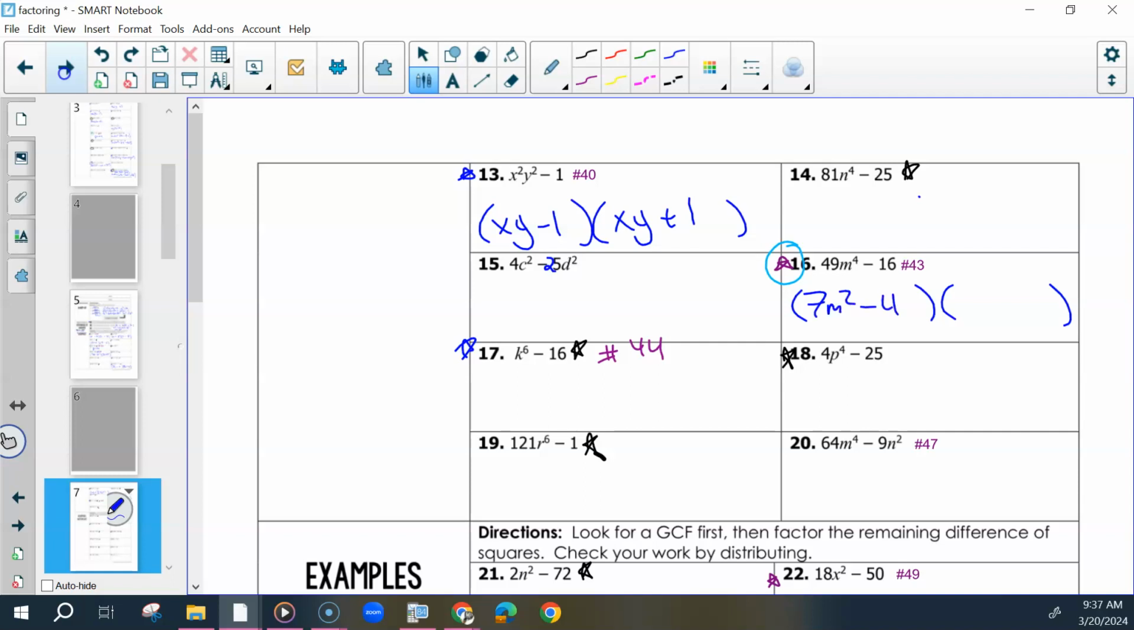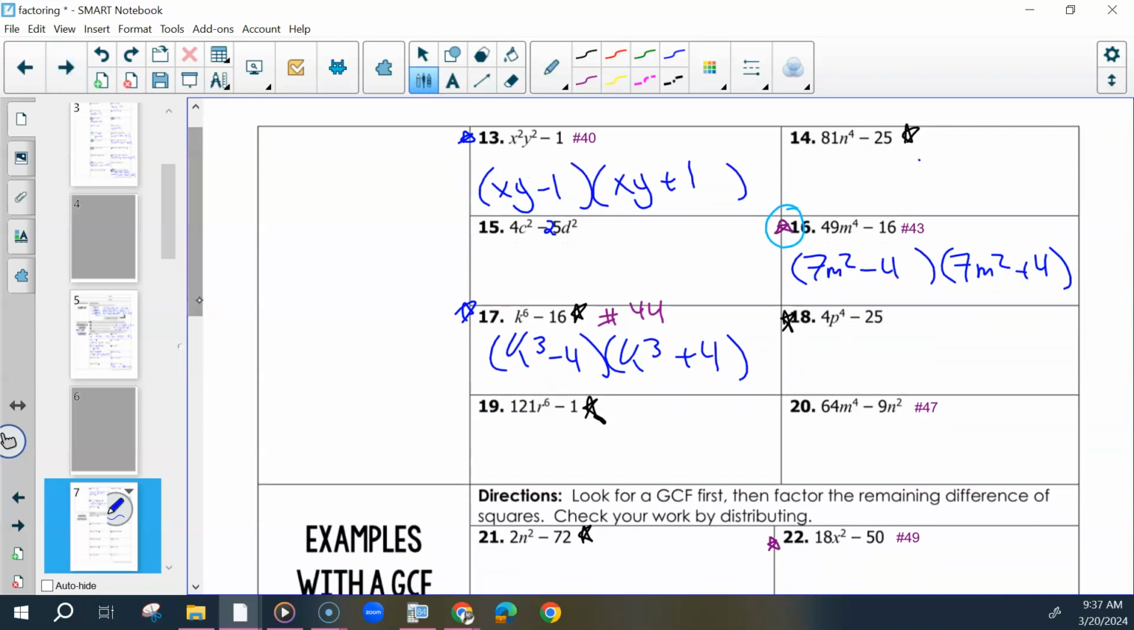7m squared minus 4 and 7m squared plus 4. Okay. Number 17, how would we write that one? k to the third minus 4 and k to the third plus 4. Correct. Are there any others in that top section that we want to go over or have questions about before we talk about the bottom?